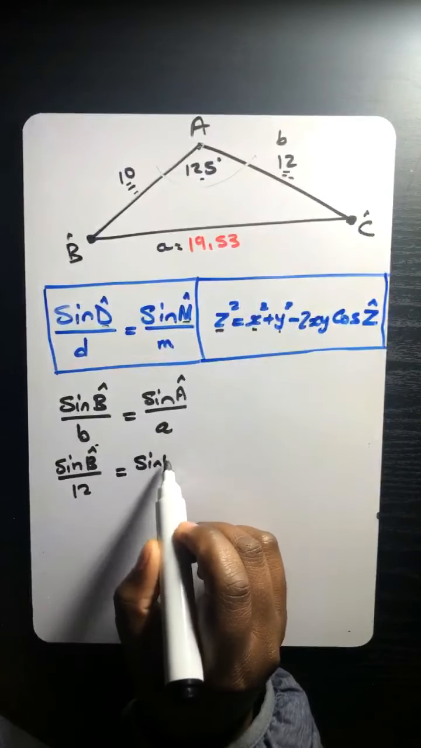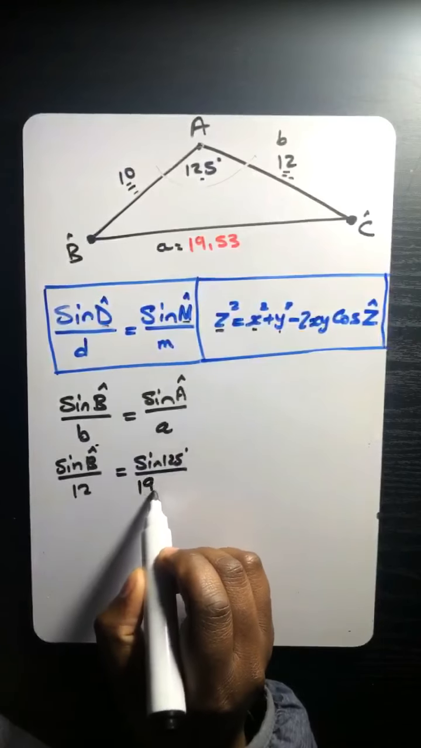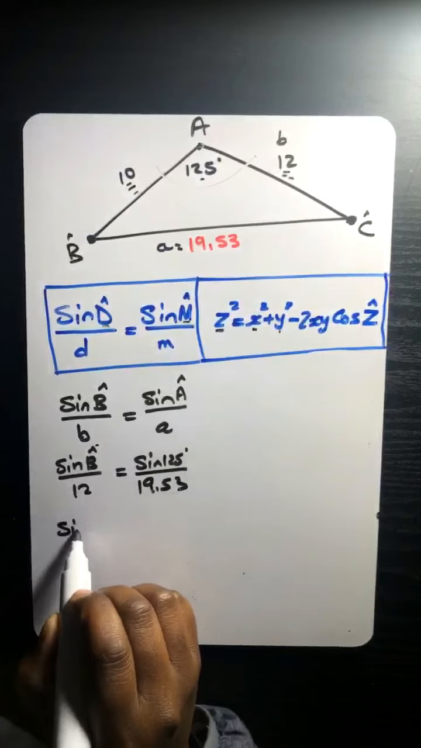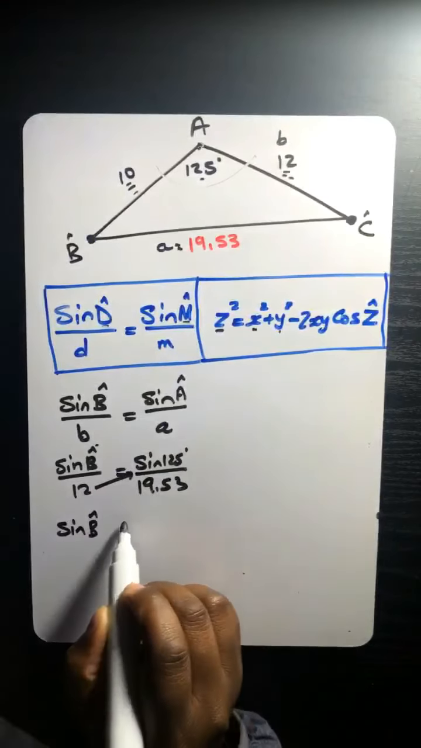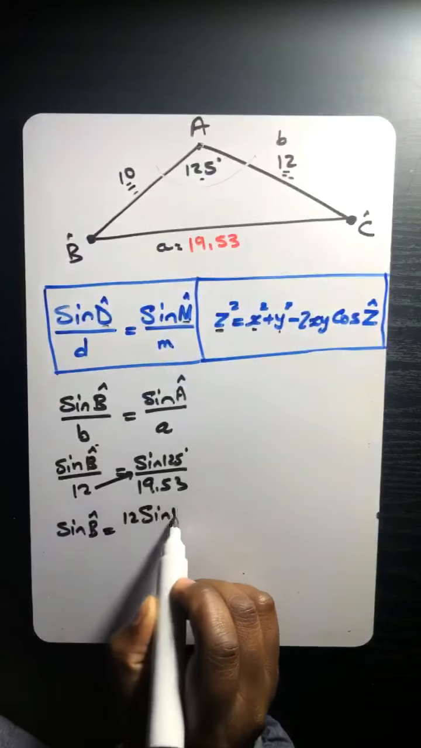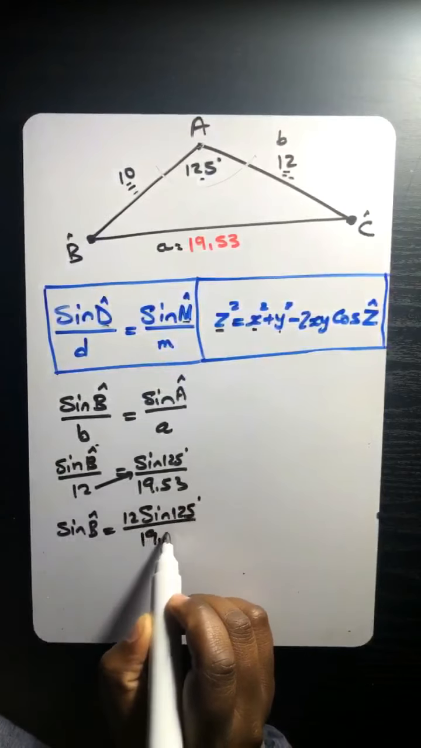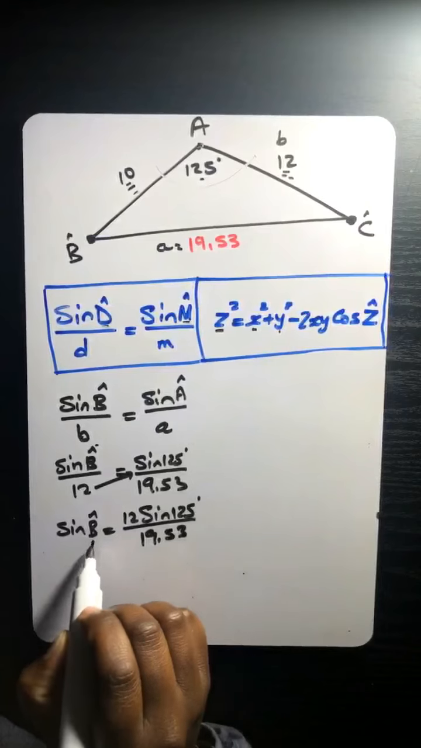Is 125 degrees over the side we have just calculated now. So can you guys see that it is just a matter of you cross multiplying? So that means you end up having 12 sine of 125 degrees over 19,53. And for you to get to that angle, you need to remove that.